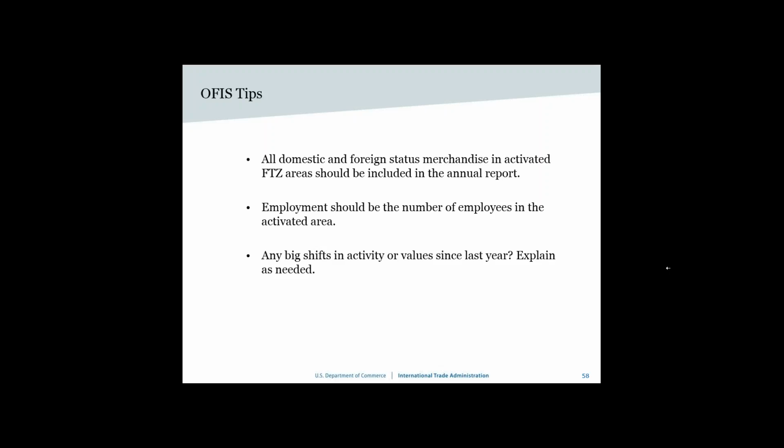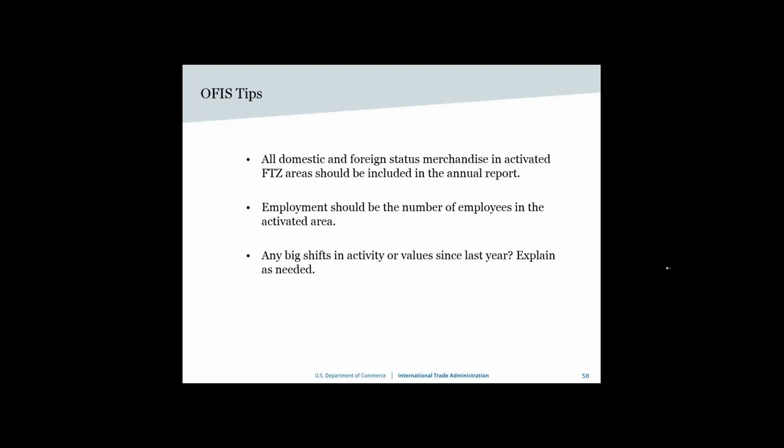And the same is true with employment. You should give us the number of employees that are in the activated area. If you have, say, a large manufacturing facility with thousands of employees, but the only thing that's activated as an FTZ is a small warehouse, then it's not really appropriate to put the total number of employees, thousands of employees, as working in that zone. You would just put the number of employees that are associated with the area that's actually activated.